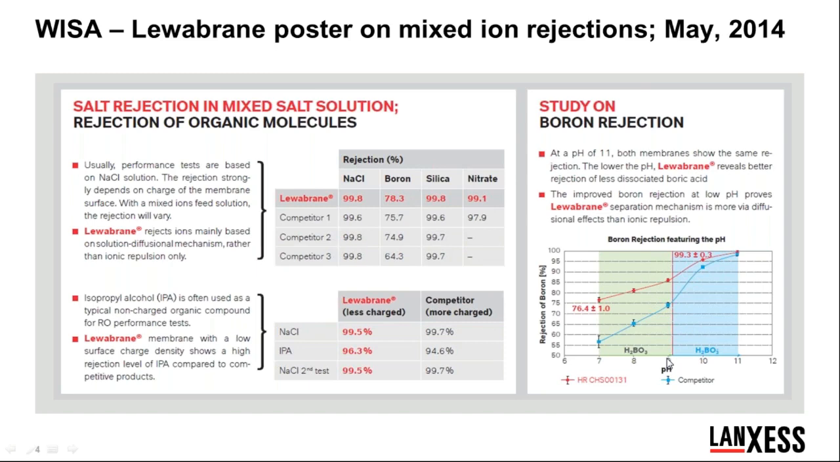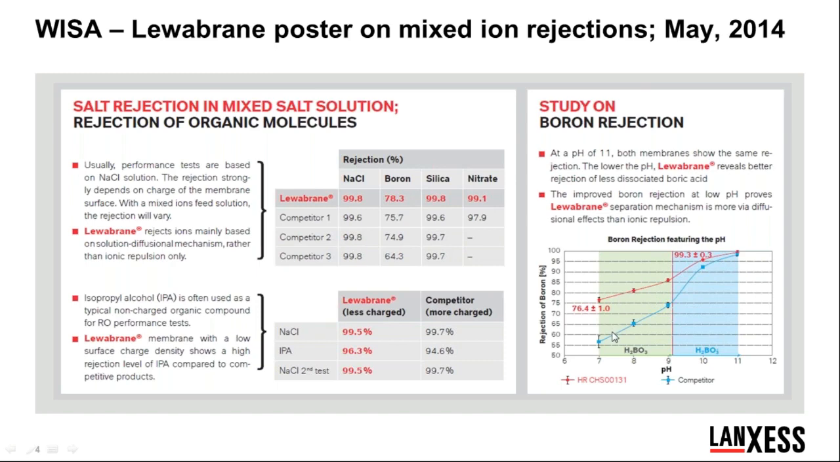This is in fact due to the differences in solution diffusion performance. Lanxess membranes tend to have higher rejections as the molecule becomes more non-ionic. At high pH, you get more surface charge interaction, more anionic repulsion. The net being that these rejections are very close. But the message here is there are differences in rejection performances depending upon the membrane and the surface charge.